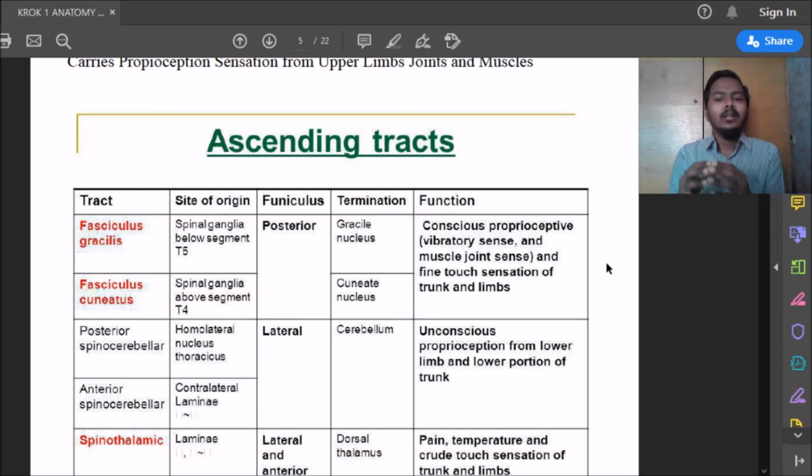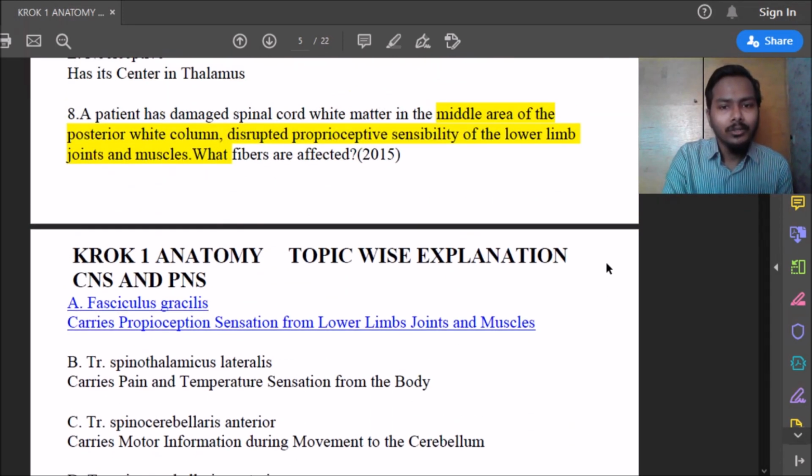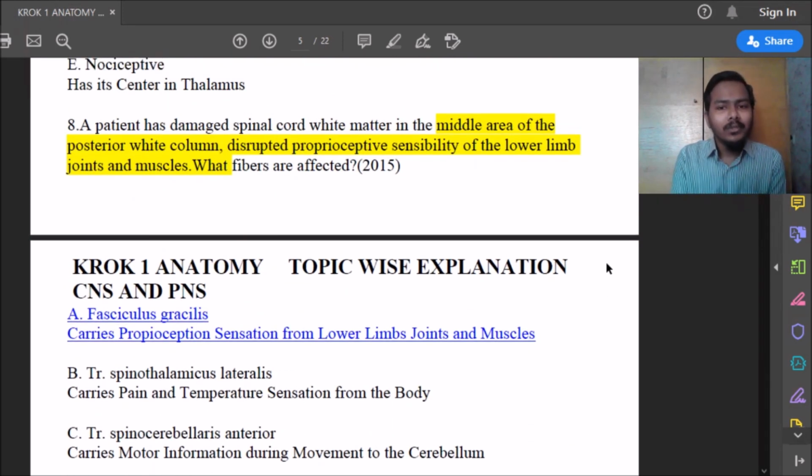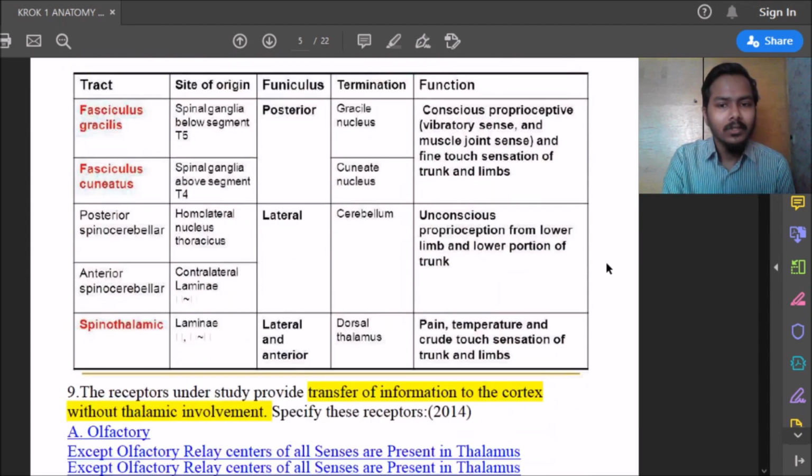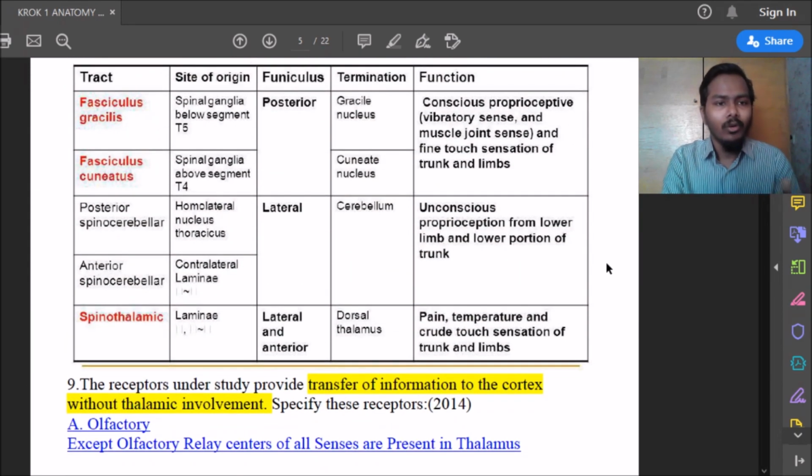They also carry proprioception, vibratory sense, and sense of movement of the joint. So in the question they told of a disturbed sense of lower limb joint and muscle. So there will be damage to the fasciculus gracilis, which helps in proprioception sensation from lower limb joints and muscles. So please read about all the tracts.